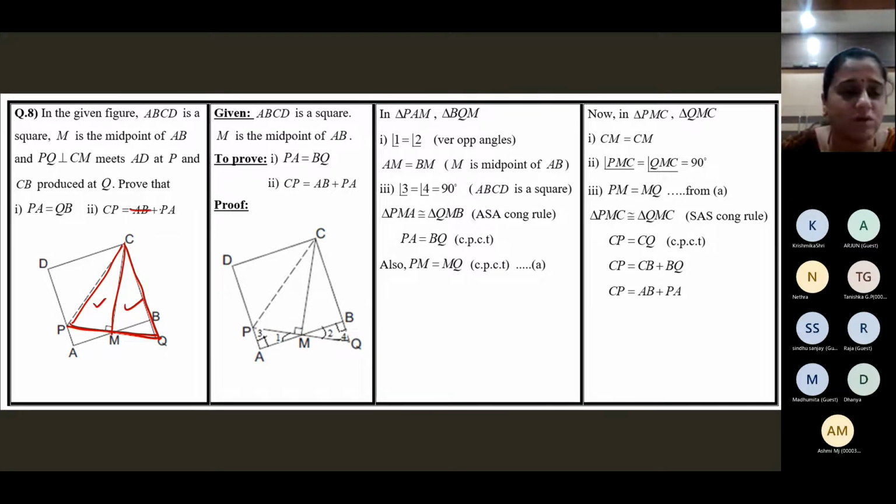Ignore this one. CP is in this triangle, so you have to take up this triangle. So CP is equal to what, children, that you can prove in the other triangle? CP is equal to CQ, ma'am. CQ. You can prove. Yeah. Was that done here?